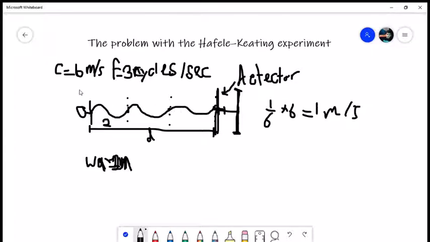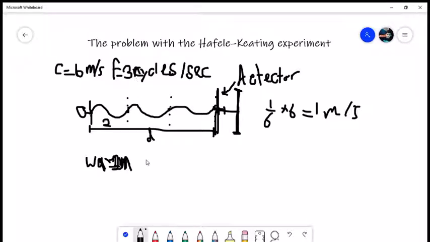And because the speed of light is 6 meters per second, this point will move here in 1 second, so this distance is 6 meters, and 6 meters is 3 waves. That means each wave is 2 meters, so the wavelength is 2 meters, and the speed of light is equal to frequency times wavelength. So the wavelength is 2, times 3.